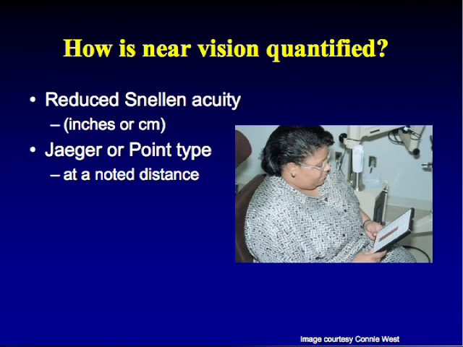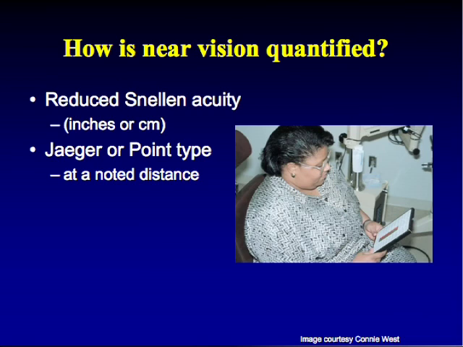But usually you can get a big enough eye chart that's close enough to get some measurement, if they have it. For near vision, we use reduced Snellen acuity or a Jaeger type or a point type with a near reading card. What's key here is that it has to be at a noted distance. That is, these cards are defined to be used at a certain distance. And you can get big errors if you don't control that.